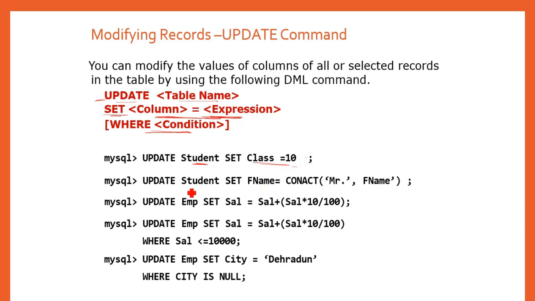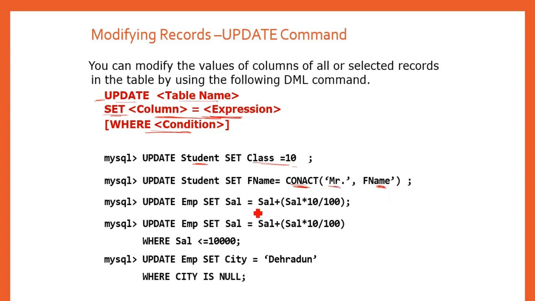Second is update student, set f name, that is father name, is equals to concat Mr. सभी के फादर के नाम के आगे मिस्टर लगाना है. तो एक concat एक फंक्शन होता है MySQL में. We can apply the concat and you can give the first string and give the second string, that is a column name. So all the ये डेटा उठ के उस सबके आगे मिस्टर लग जाएगा.